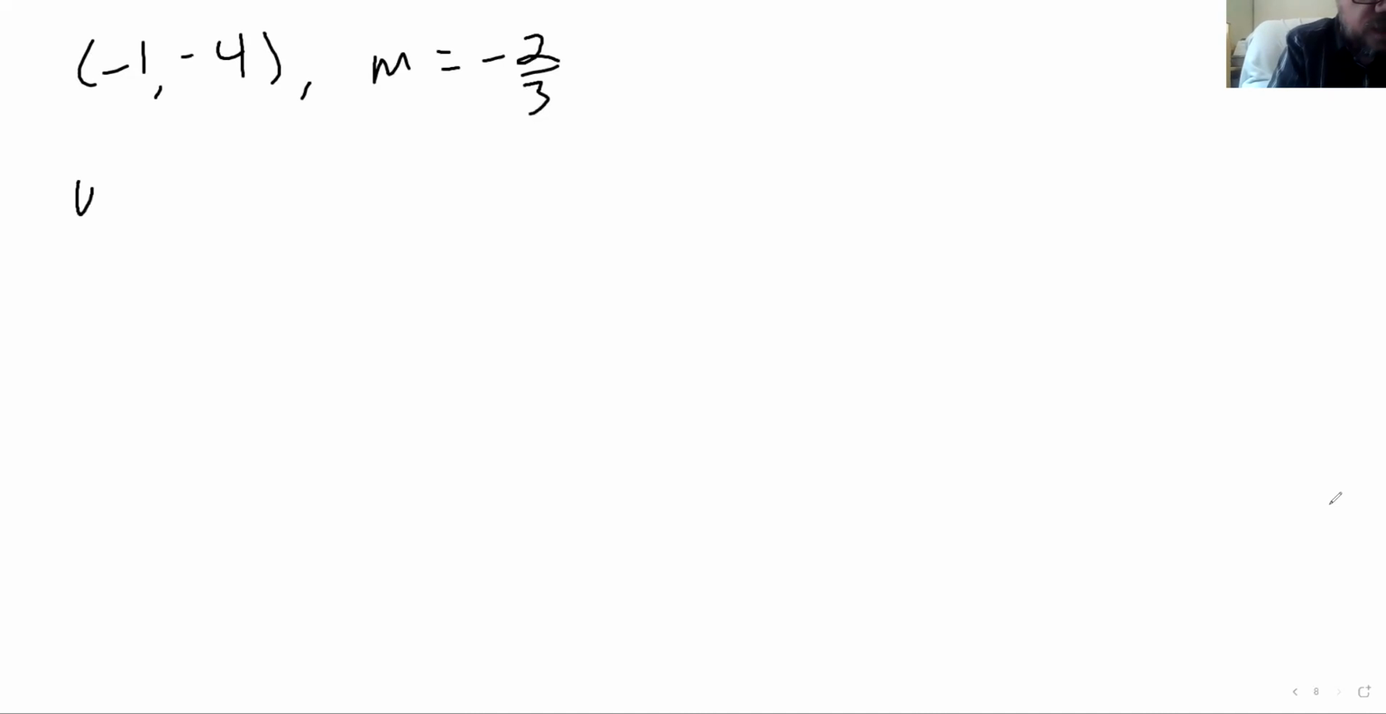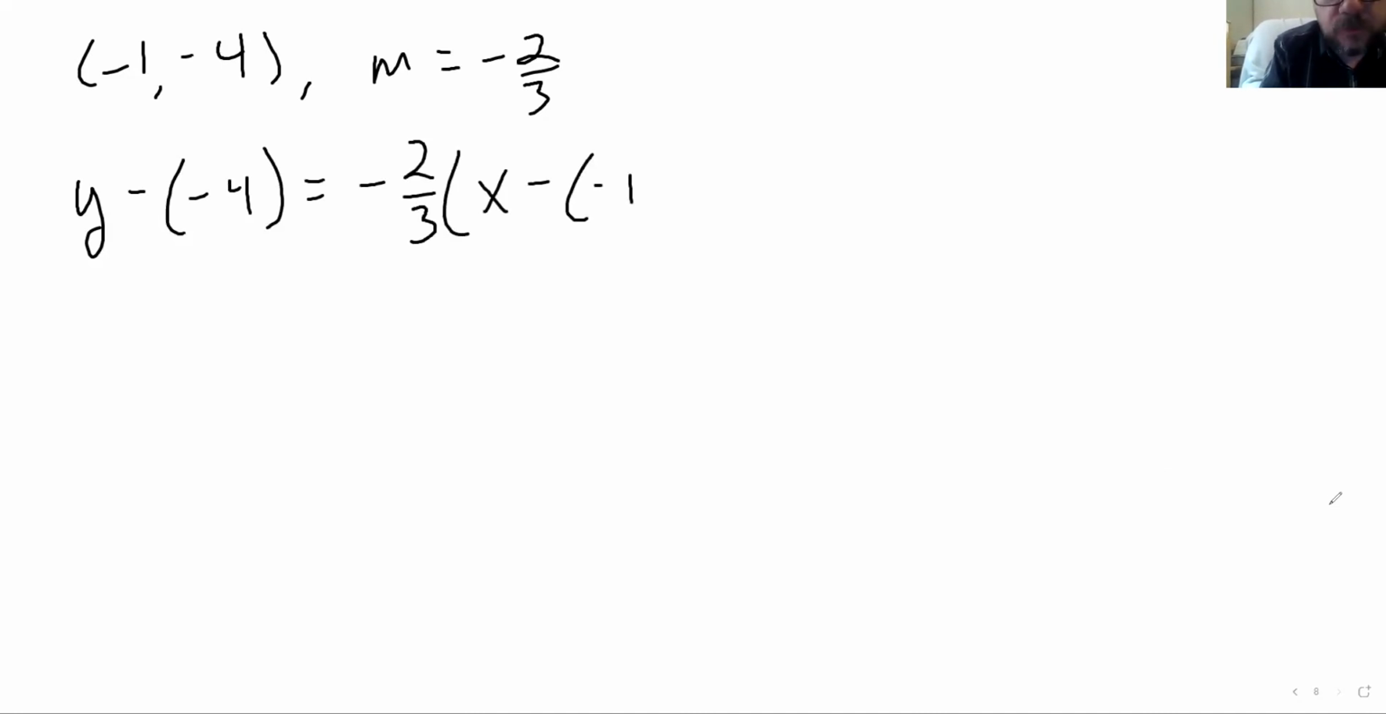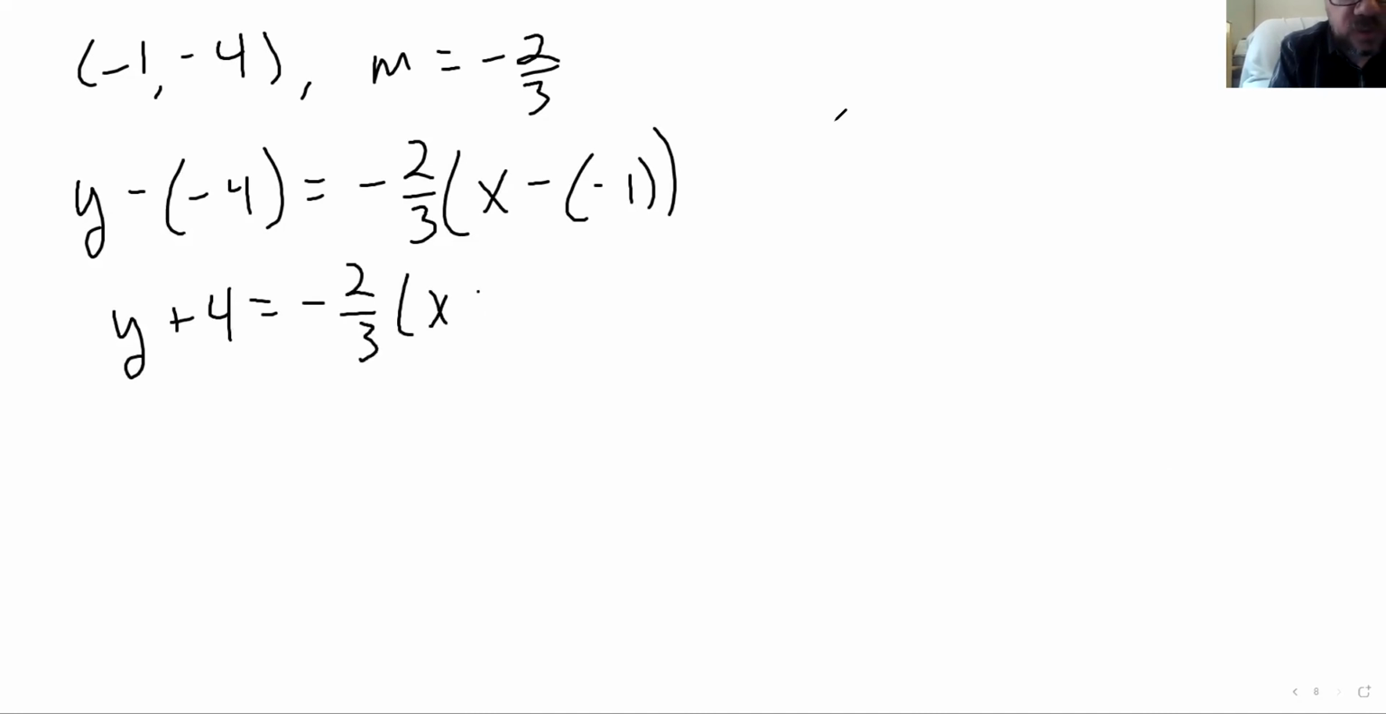So we're going to do y minus y1 equals m times x minus x1. And watch your signs, right? When there's negatives in this formula, you often end up with a bunch of negatives you have to be careful with. So be really careful that you're not losing track of them. This is going to be y plus 4 equals minus 2/3 times x plus 1.